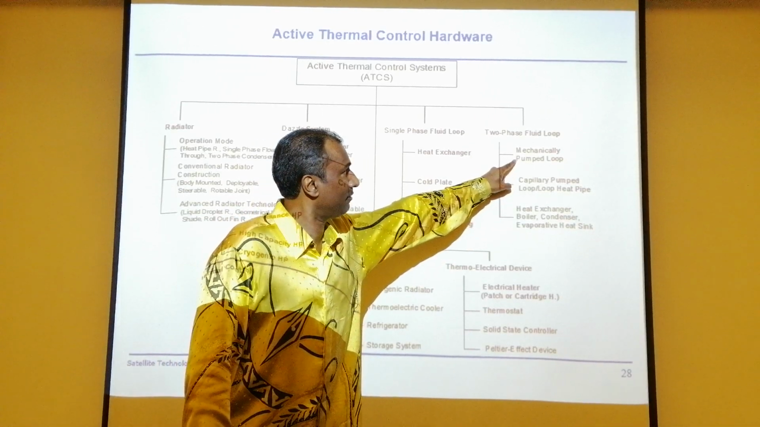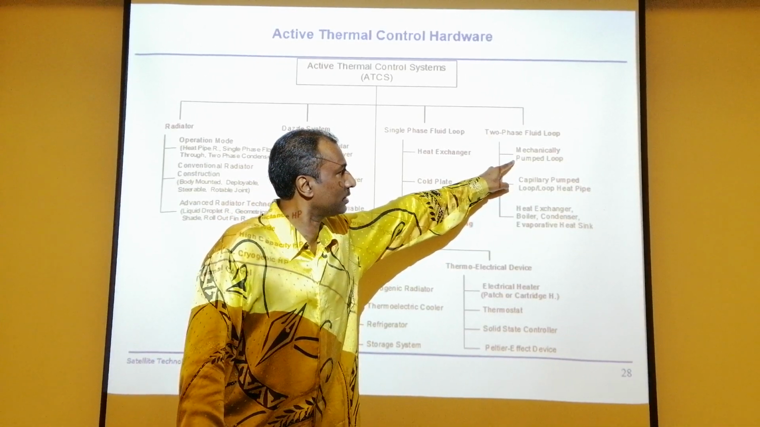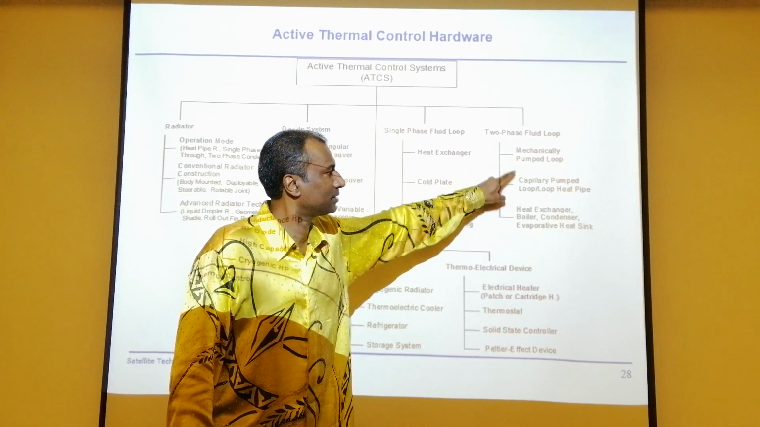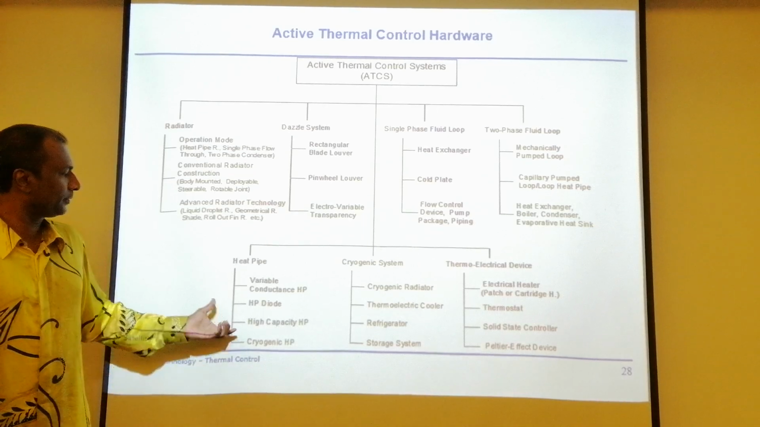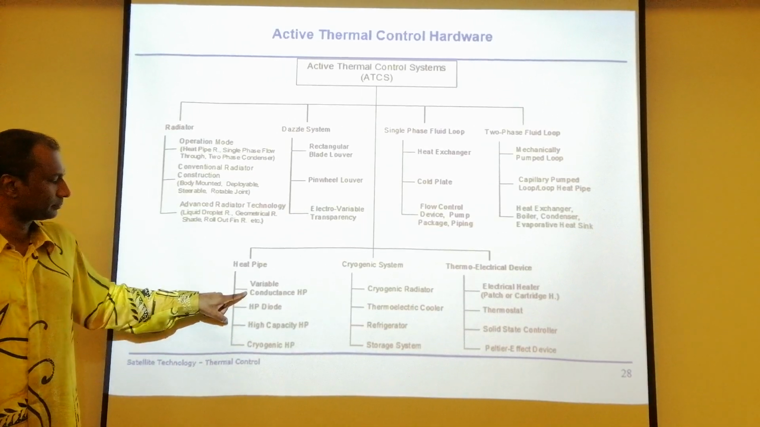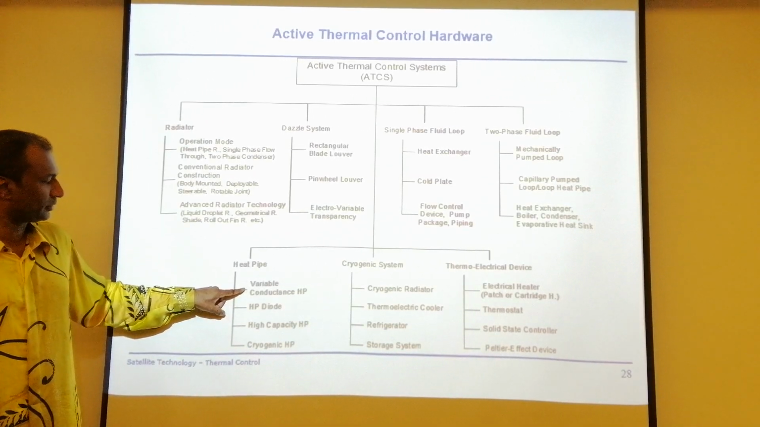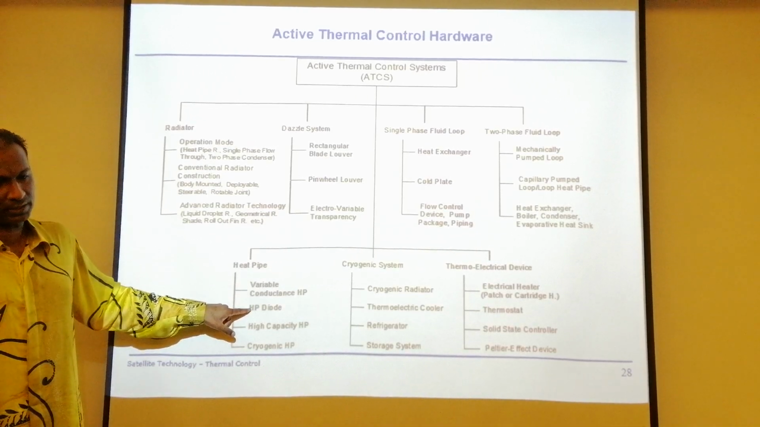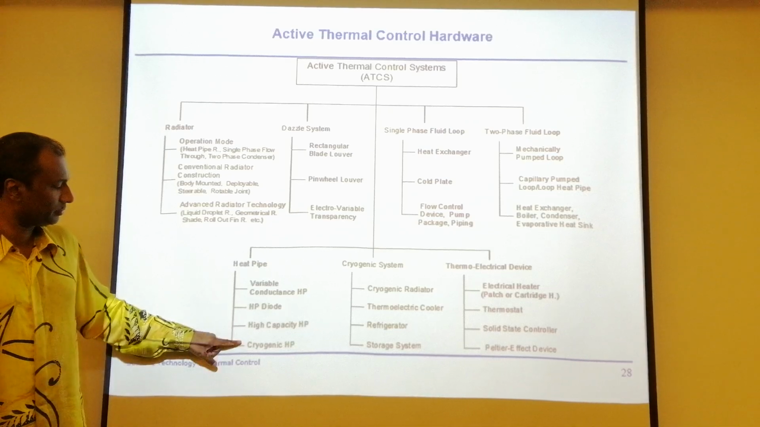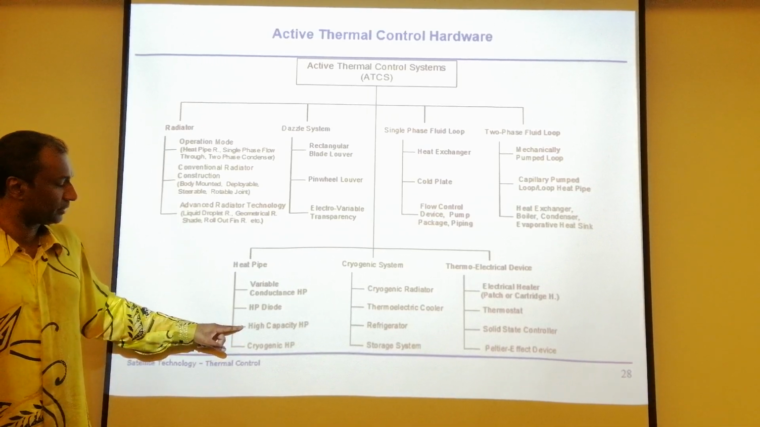But when you have a two-phase loop, basically what you are having, the pump will be actually introduced. Then heat exchangers as well. Heat pipes, you have a variable conductance. This pipe, you have a heat pipe diode. You have also other types of heat pipes.